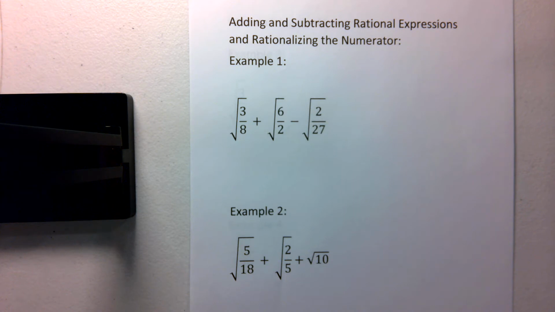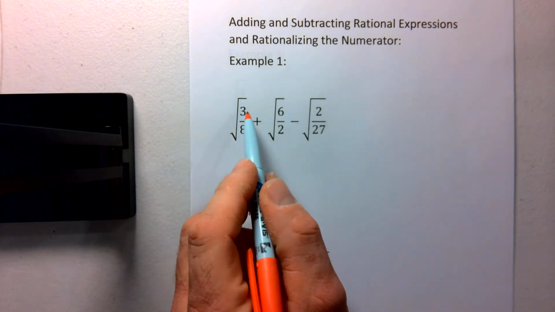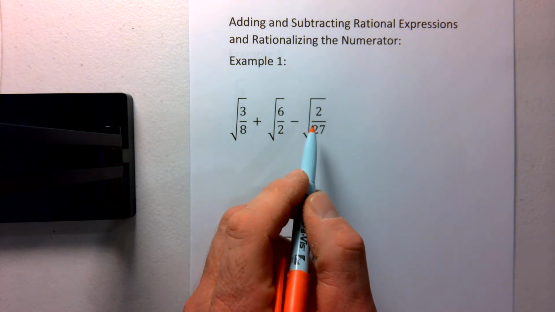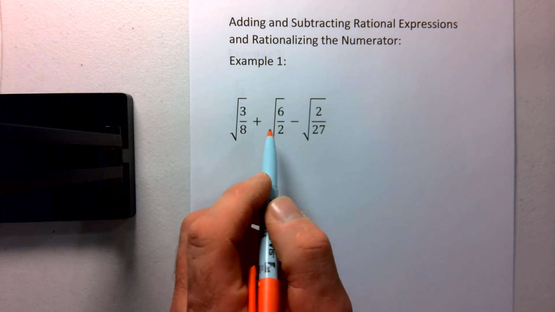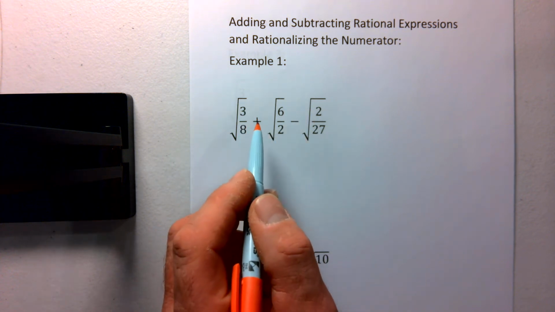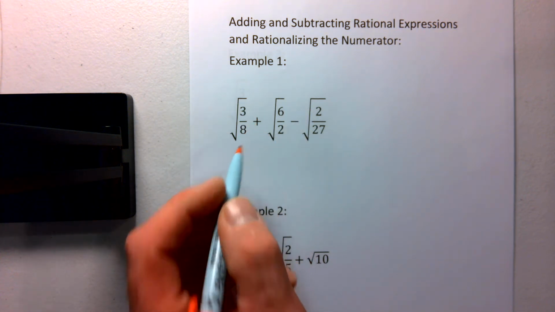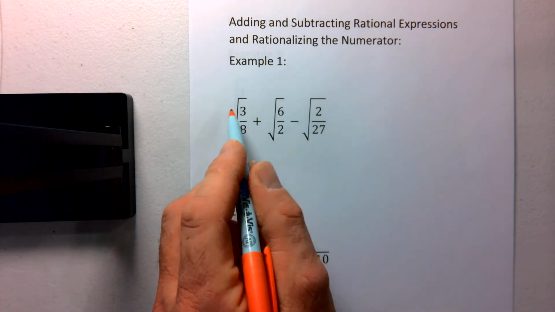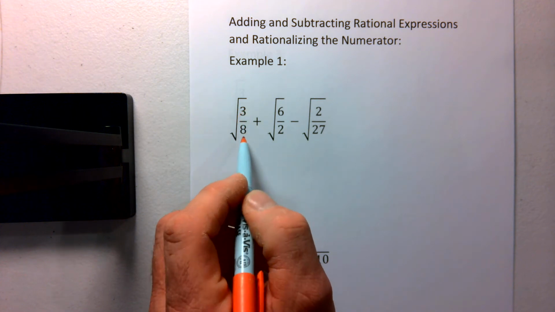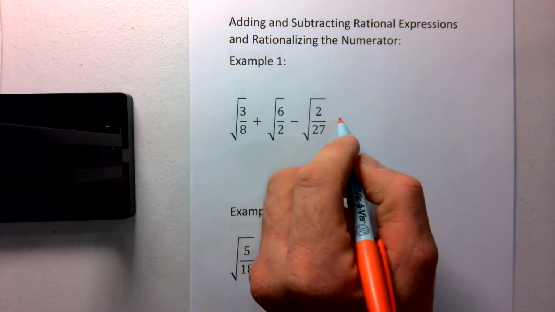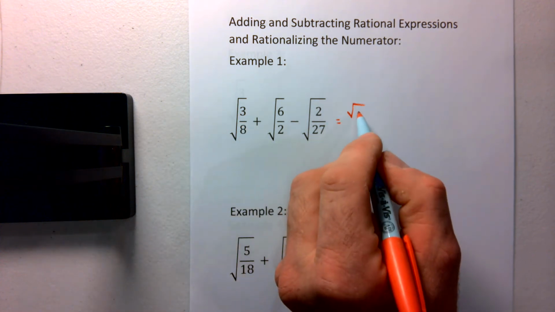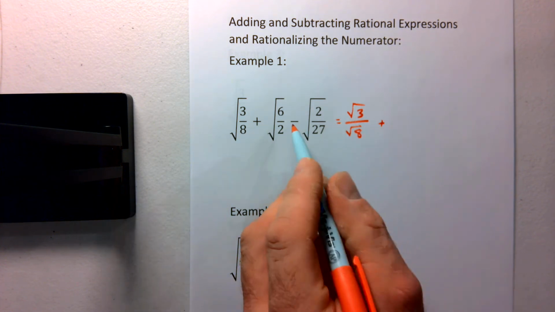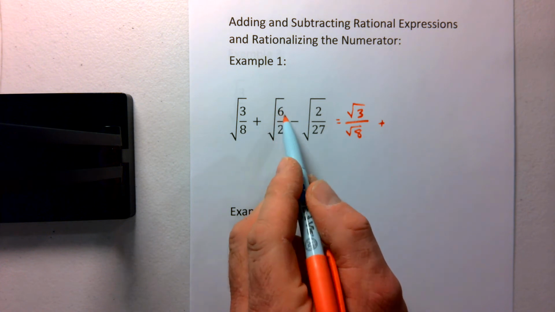So here I have two examples. We'll look at the first one here. We have a radical of 3/8 plus the square root of 6/2 minus the square root of 2/27. And I'm going to go ahead and add and subtract these radicals from each other and to each other. So the first thing we can do, since we have the square root of a fraction, the entire fraction, we can break that apart and say the square root of 3 divided by the square root of 8.